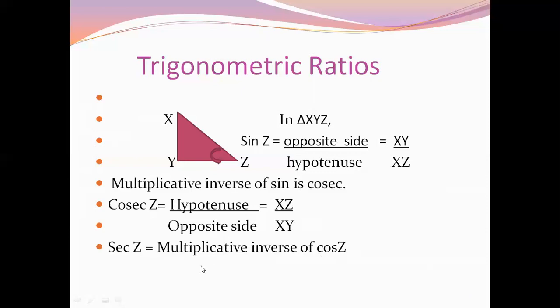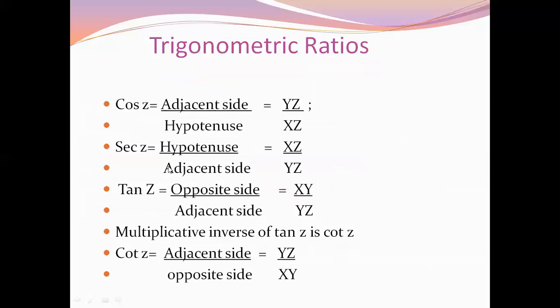Let us see what the secant Z ratio is in the triangle. So what is the cos Z formula? Adjacent side by hypotenuse. That is YZ by XZ. So what is the reciprocal of that? Hypotenuse by adjacent side. So the secant Z formula is XZ by YZ. That means hypotenuse by adjacent side.